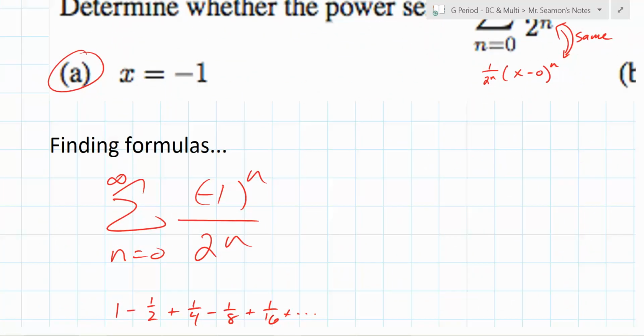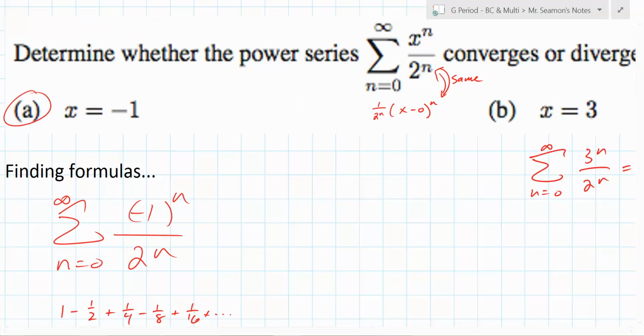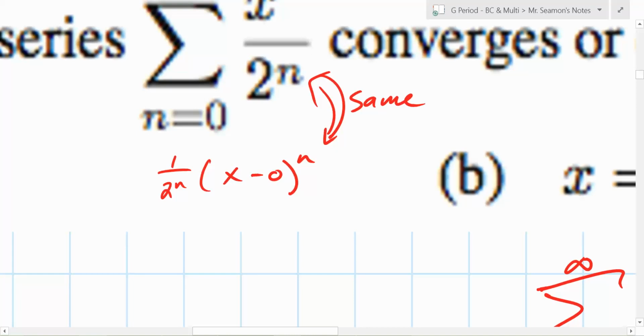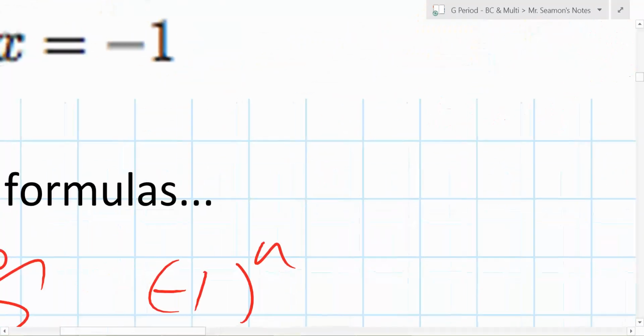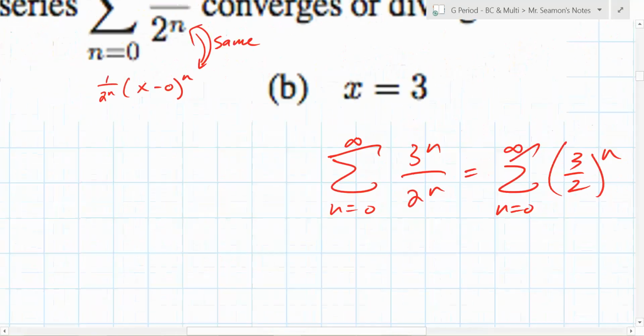Exactly. So we did this before. Do you remember this? We talked about this in this class, right? I make sure I copy over the right notes from the right BC Calc class. But we looked at this power series right here, and it was a power series because it was in this form. It was x minus 0 to the n, and it was 1 over 2 to the n. And then what did we look at? We looked at 2 specific x values, x equals -1 and x equals 3.